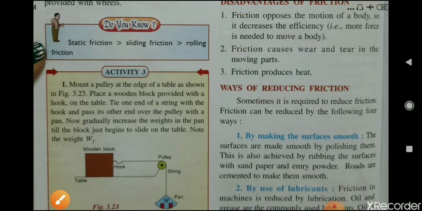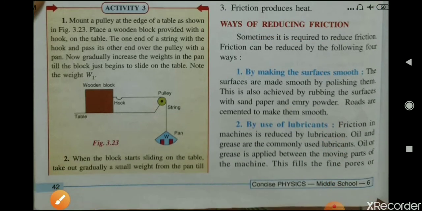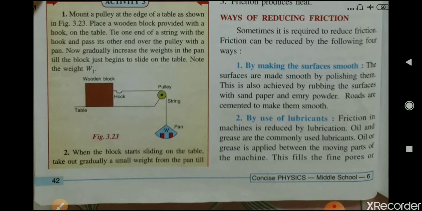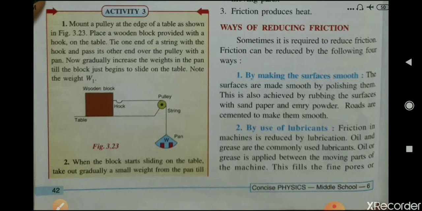First one is by making the surfaces smooth. I already explained to you that friction depends on the smoothness of a surface. So, by making the surfaces smooth, we can reduce friction. The surfaces are made smooth by polishing them.